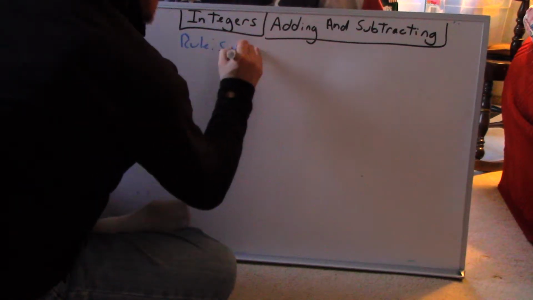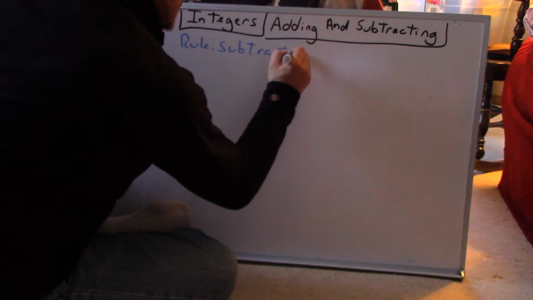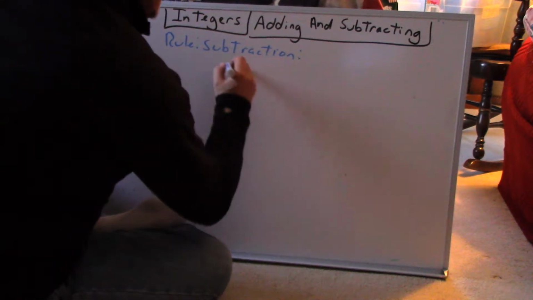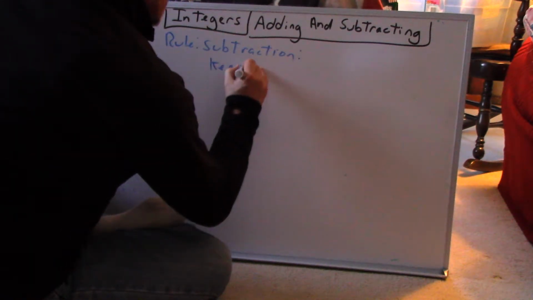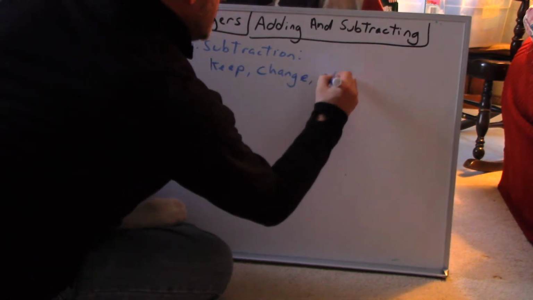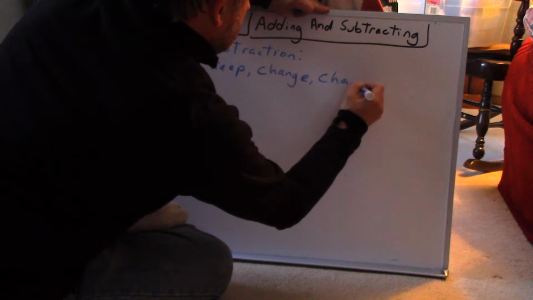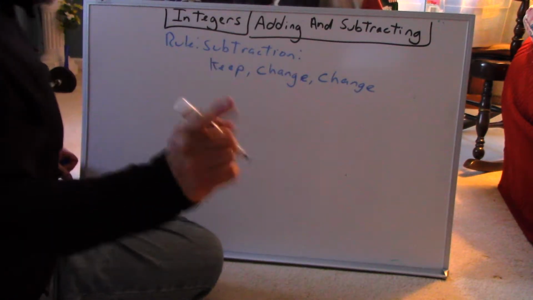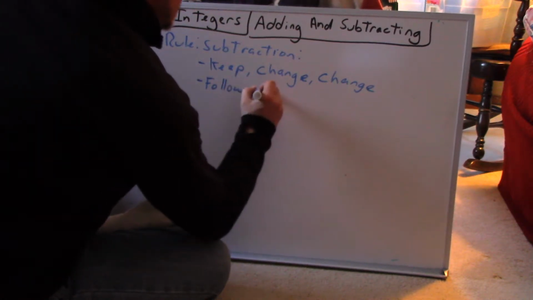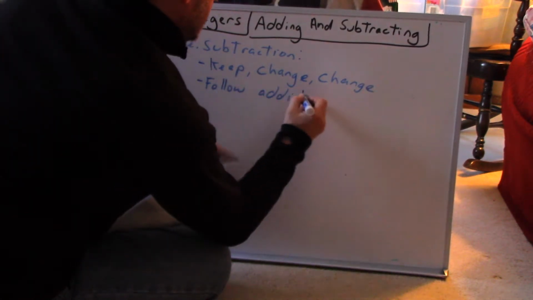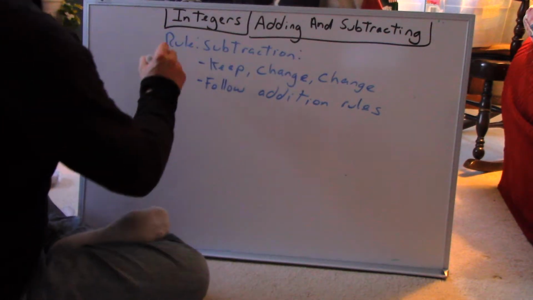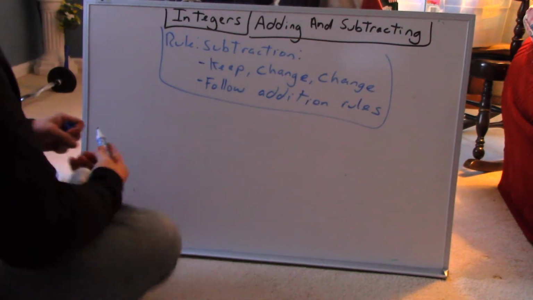Watch. Okay. This is the rule for subtraction. Okay. Keep, change, change. You do keep, change, change, and I'll tell you what that means. That's the first part of it, and then you follow addition rules. That's it. It's really easy. Okay, so those are the 2 rules. You keep, change, change, and then you follow addition rules.